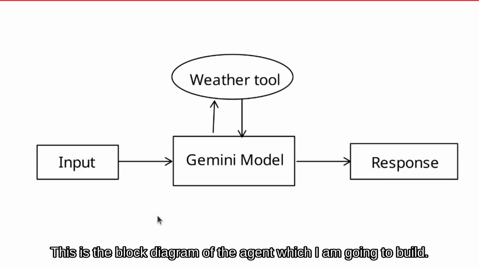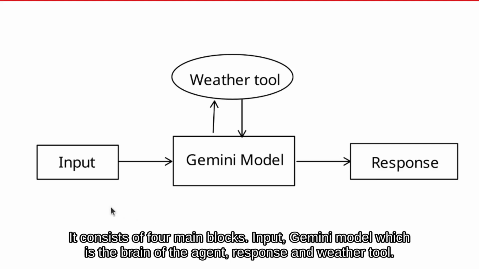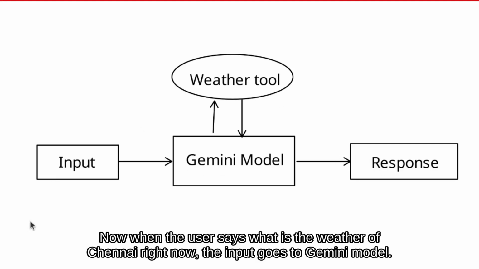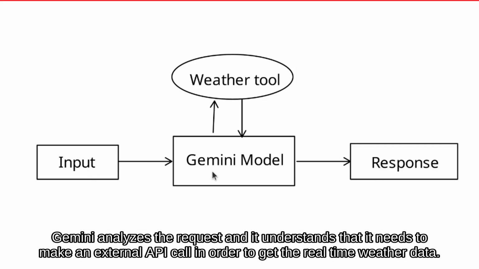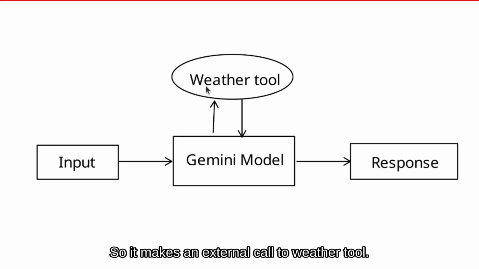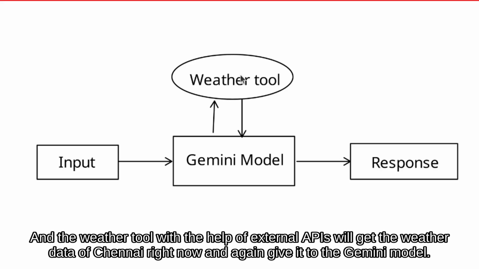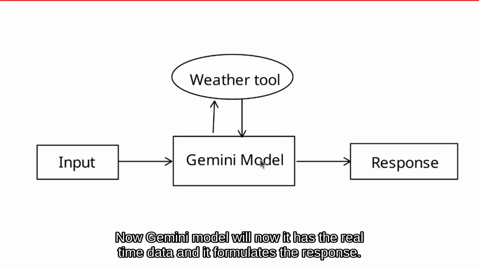This is the block diagram of the agent which I am going to build. It consists of four main blocks: input, Gemini model, which is the brain of the agent, response, and weather tool. Now, when the user says what is the weather of Chennai right now, the input goes to the Gemini model, and Gemini analyzes the request, and it understands that it needs to make an external API call in order to get the real-time weather data. So it makes an external call to the weather tool, and the weather tool with the help of external APIs will get the weather data of Chennai right now, and give it again to the Gemini model. Now the Gemini model has the real-time data and it formulates the response.